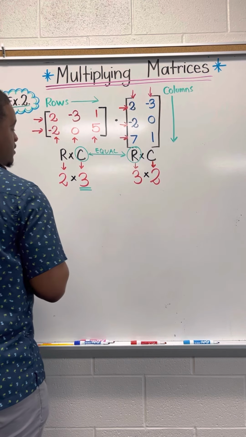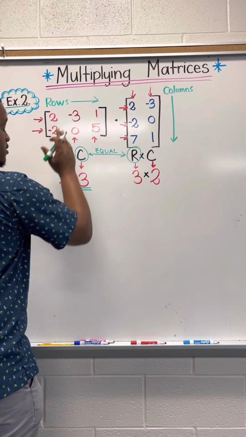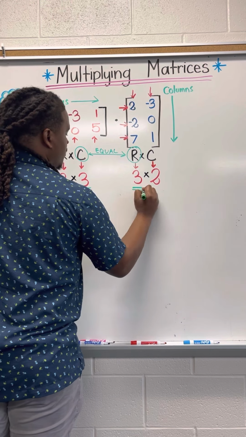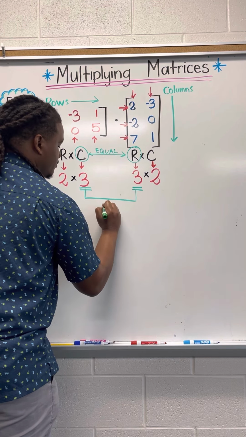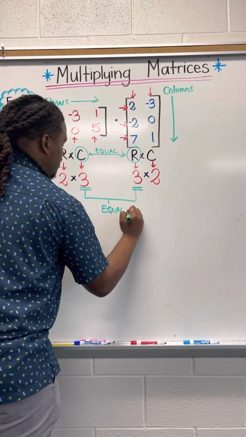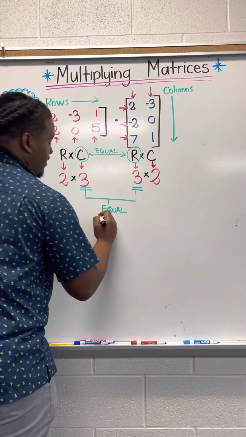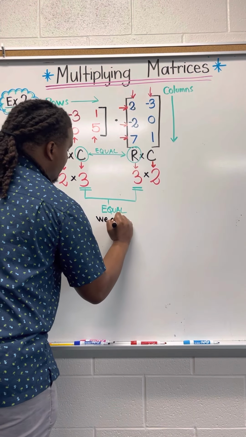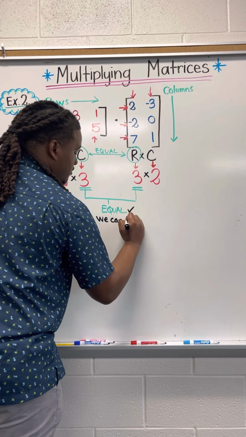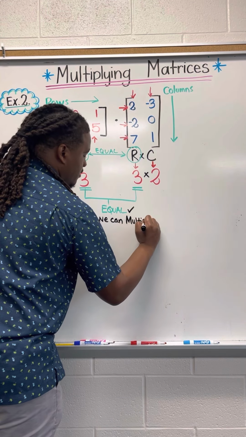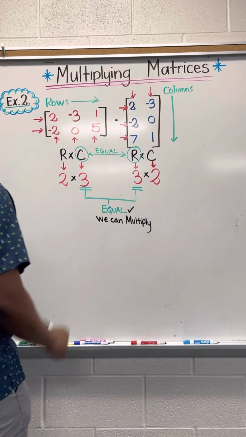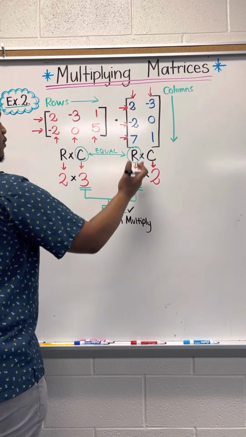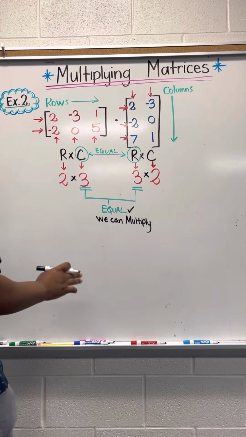In this one, I have 3 columns in the first matrix. In the second matrix, I have 3 rows. If you notice, these numbers equal. And if they equal, that means that we can multiply. If the columns of the first matrix did not equal the rows of the second matrix, then we wouldn't be able to multiply. But because they equal, we can multiply.